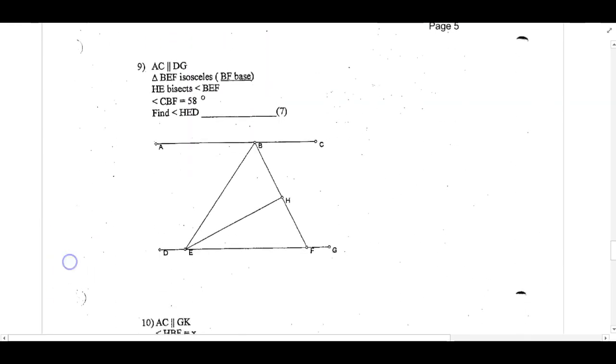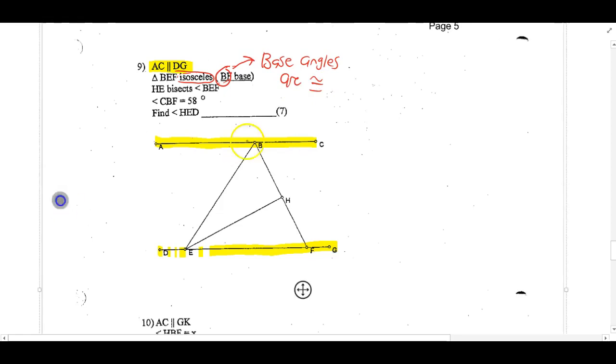For our final question in video 2, go ahead and label this again. C and D, G, and that labeling is so important. We have another isosceles question. I mentioned in the previous video what that means. BF is your base, therefore your base angles are congruent. I'll use the congruent symbol. So BF is the base, that's going to be this side right here. That means this angle and this angle are the ones that are congruent.